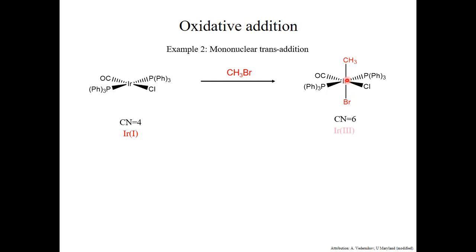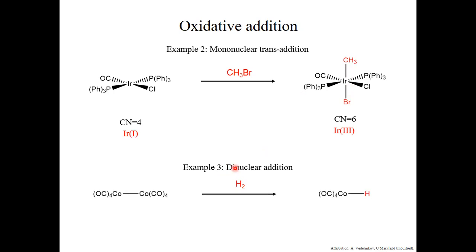Okay, now let's go to the third example, which is a dinuclear addition. When we have a dinuclear addition, then our reactant has a metal-metal bond that gets cleaved upon the oxidative addition. You see here the dicobalt octacarbonyl, to which we add H2.